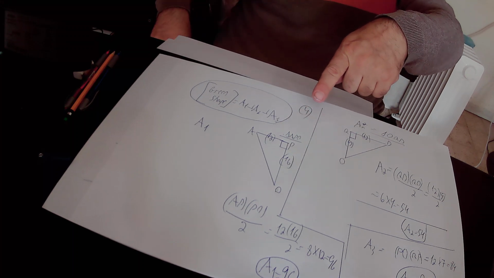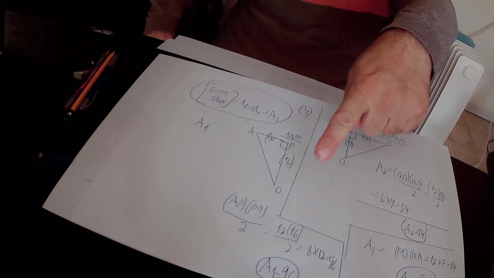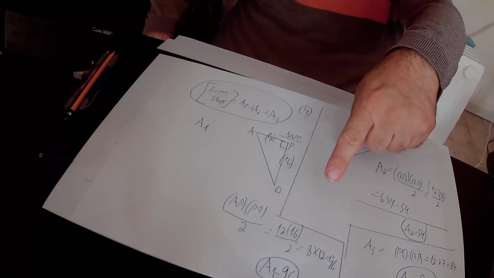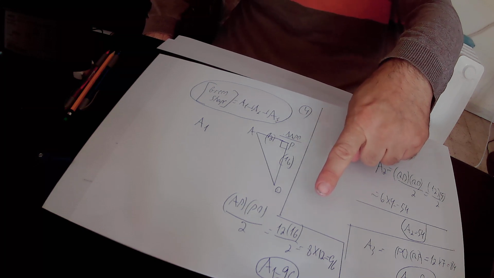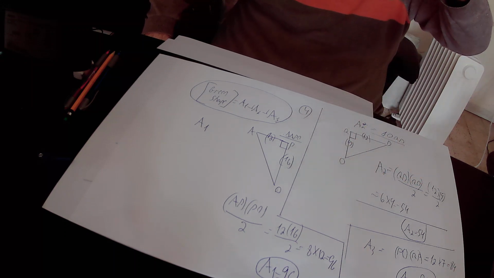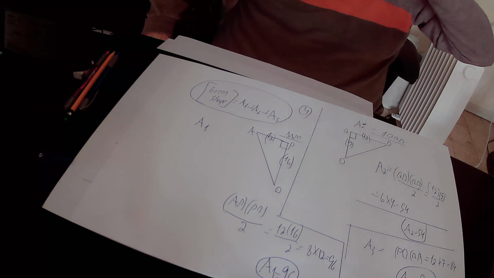So the area A1, that is the area of this right triangle APO, must be equal to AP times PO over 2. AP is 12, PO is 16, over 2. 16 over 2 is 8, so in total this expression equals to 8 times 12. 8 times 12 is 96. So in conclusion, we found out that the area A1 equals to 96 square units.